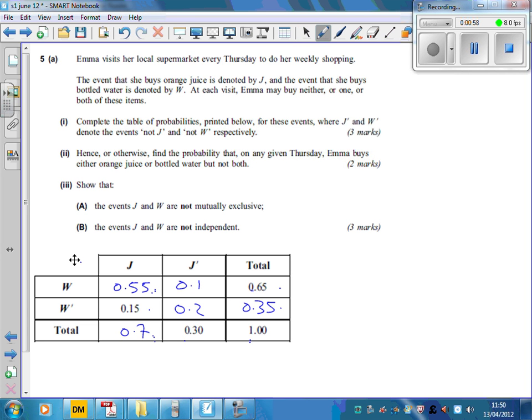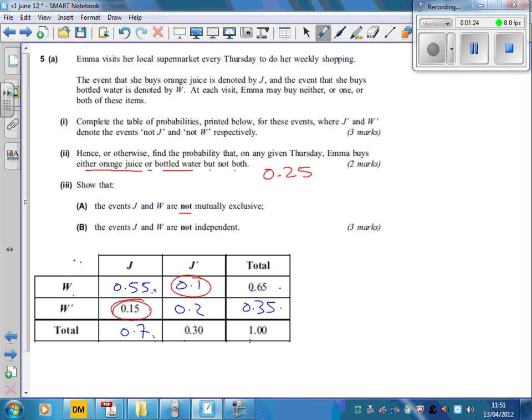Part B says, hence or otherwise, find the probability she is going to buy orange juice or water, but not both. Well, here's her buying orange juice, but not water. And here's her buying water, but not orange juice. Add those two together, and we're going to get 0.25, but not both, not that one there.